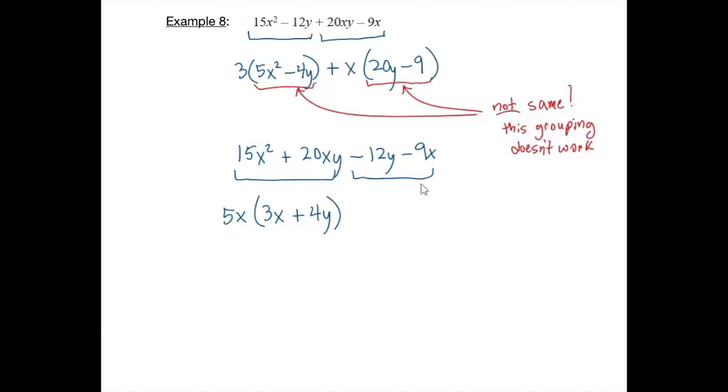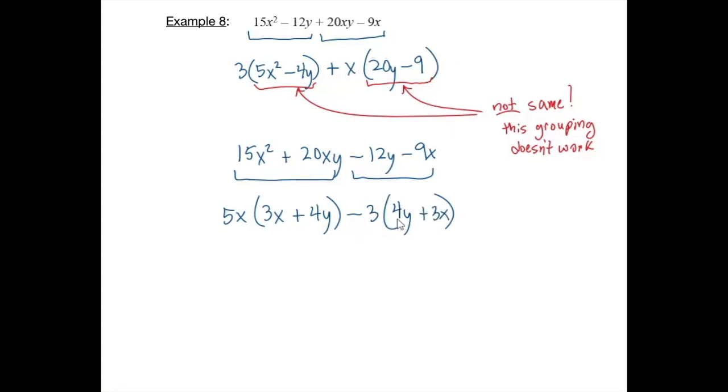Now in the second pair, or the second group, we have a common factor of 3. Since these are both negative, and we know that we want positive terms inside the parentheses, we'll need to factor out a negative 3. Negative 3 times the first term is equal to negative 12y, so the first term is 4y. And negative 3 times the second term is negative 9x, so the second term is positive 3x.